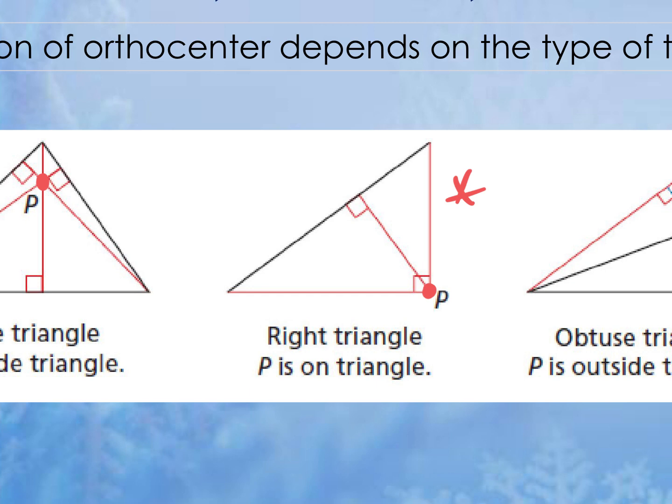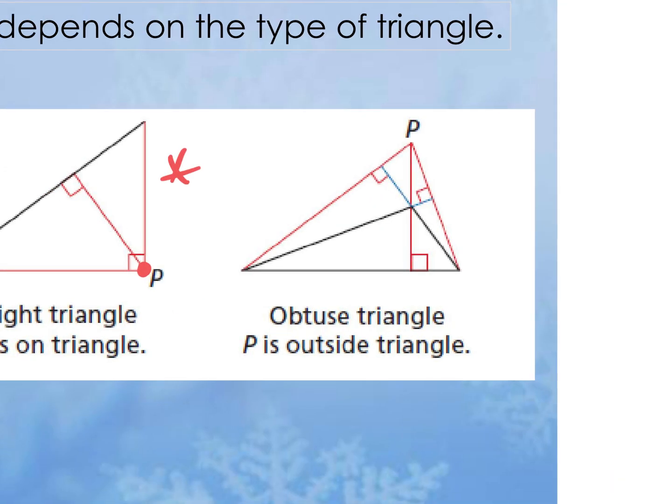Okay? All right. And then lastly, when it's an obtuse triangle, P will be where? Outside. So do you see how this point P is outside the triangle? Remember, your triangle is the triangle in black, okay? If you want to highlight it or put a little extra stuff, there's a lot of lines going on here. The black triangle is our triangle, and it's obtuse. It has an angle that's larger than 90 degrees.